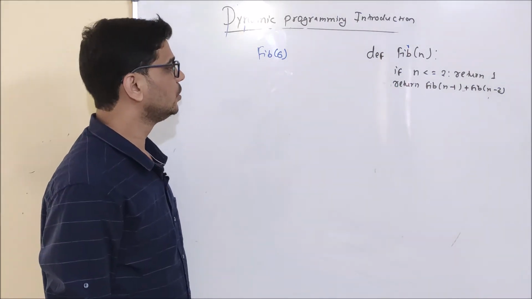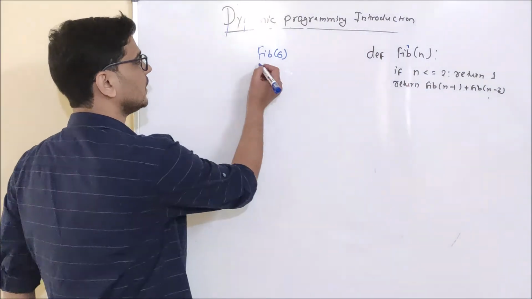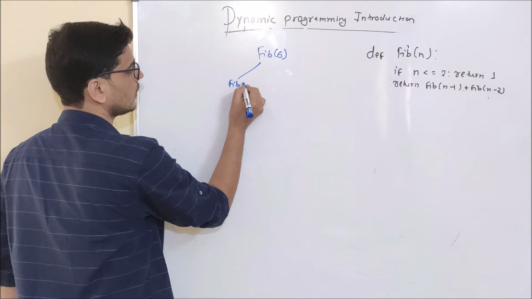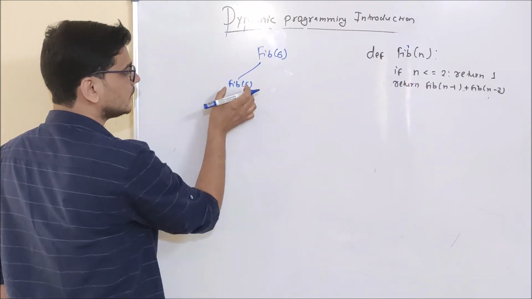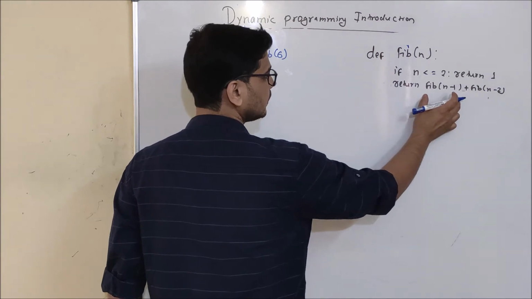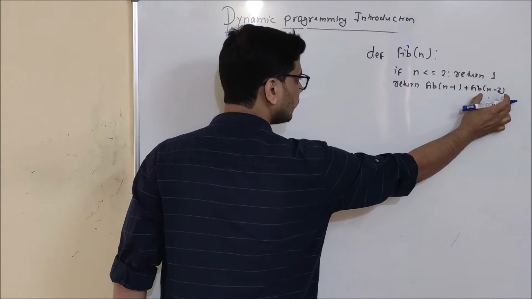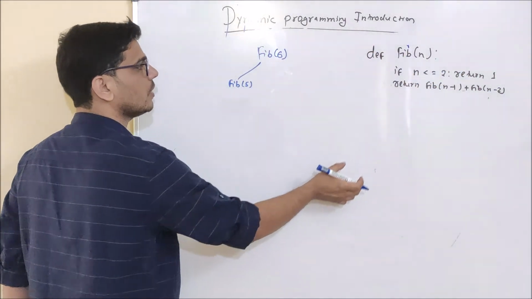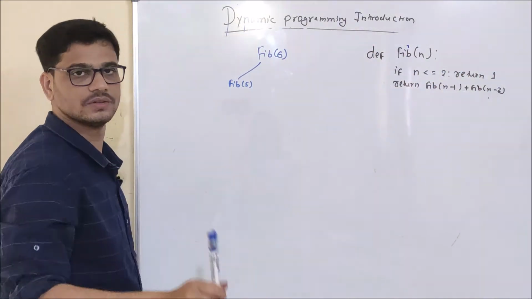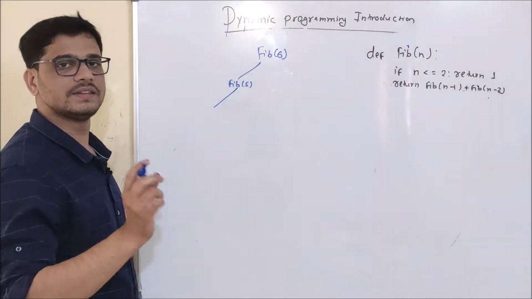And what will it do? It will make a function call to fib of n minus 1, that is, fib of 5. And until it has the answer for this part, it is not going to call fib of n minus 2. That is, this part, fib of 4, will be on hold for fib of 6. Okay? Then fib of 5 will come for its execution.